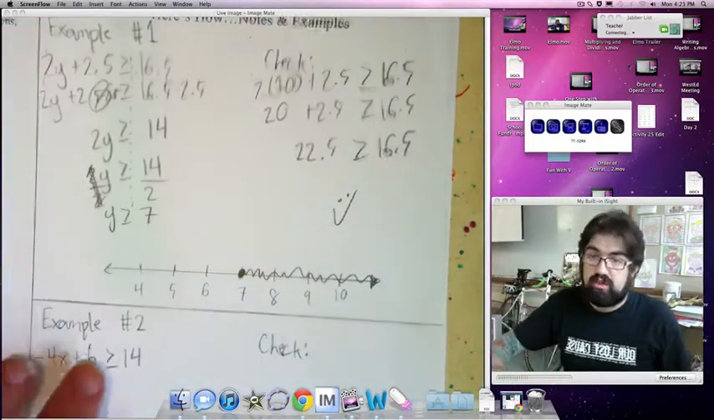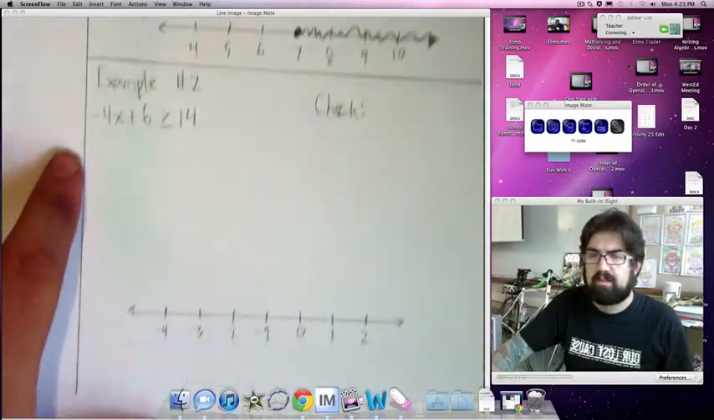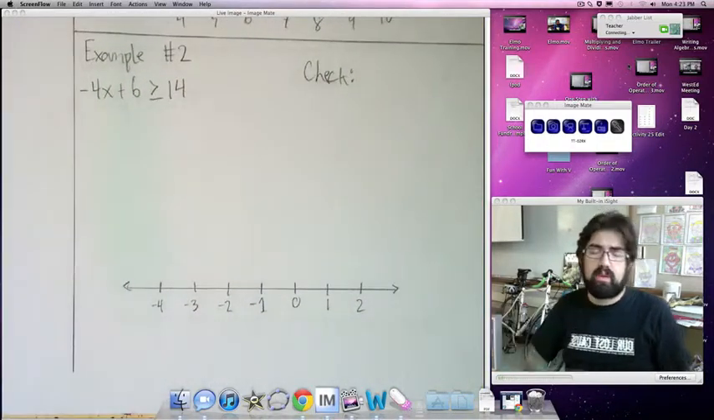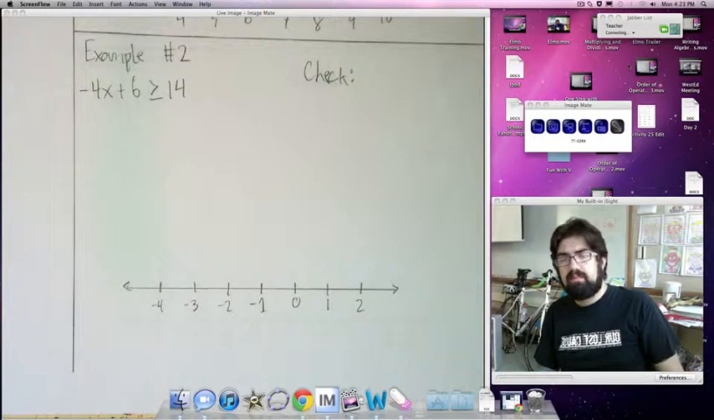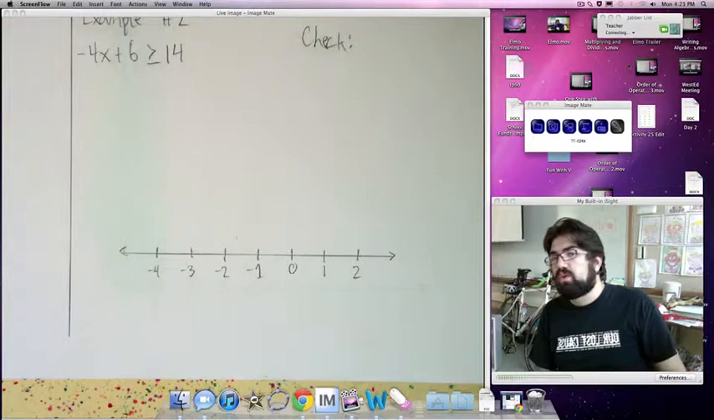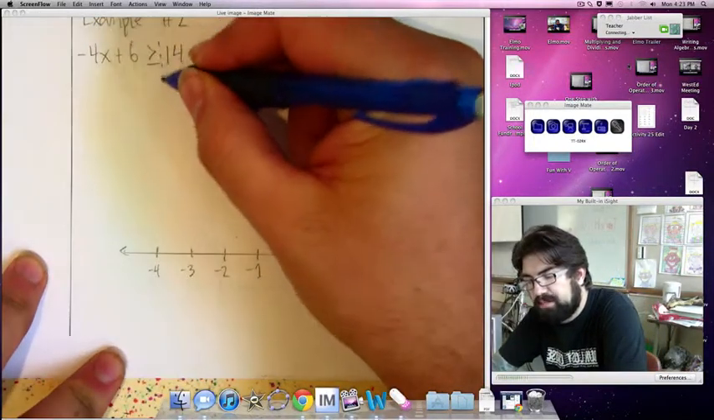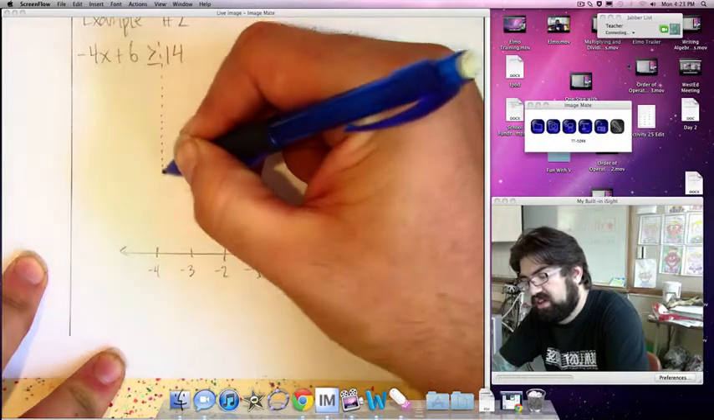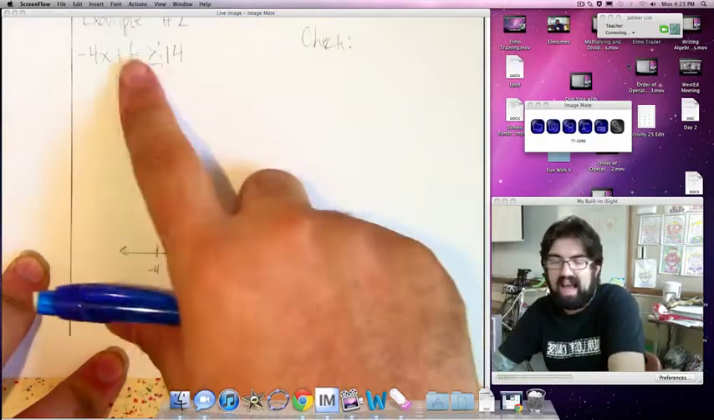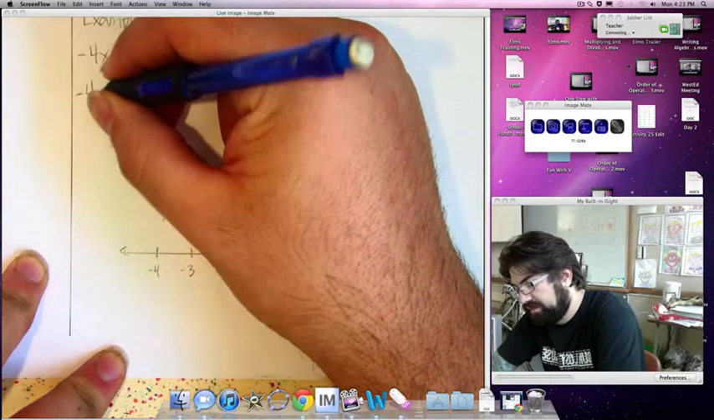Second example, and there's only 2 examples. I'm going to do 2 examples on part 1, and then I believe 2 examples on part 2. So quick videos towards the end of this unit. Negative 4x plus 6 is greater than or equal to 14. Let's do my balance line. I'm doing it behind the inequality, so it doesn't look too sloppy with the alligator teeth and everything. I'm going to rewrite.